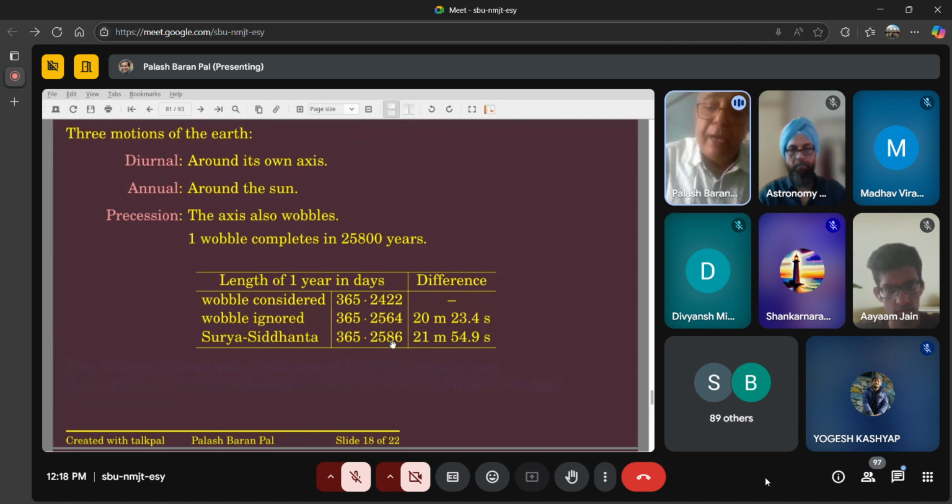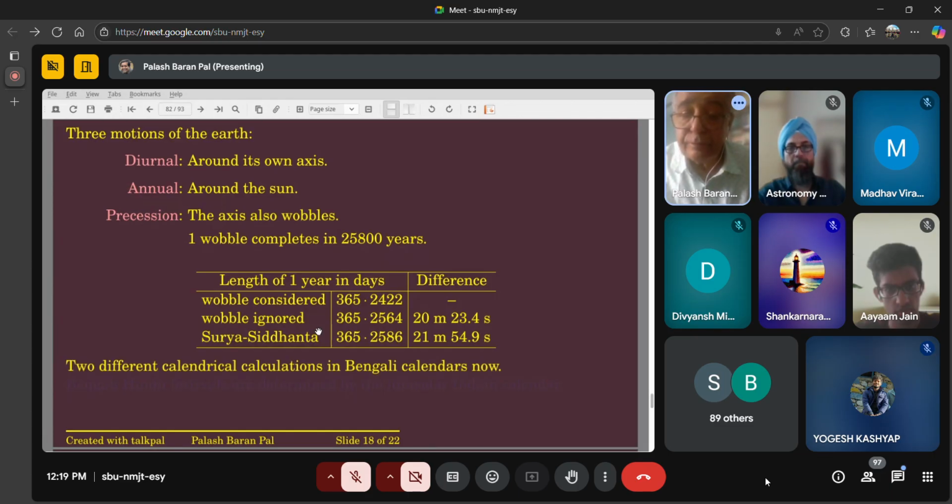So the Bengali calendar is really following this length of the year where the wobble is ignored. So they are following a wrong length of the year, so to say. And what is even worse is that there are really two different schools of Bengali calendar. One of them follows really what was said in Surya Siddhanta, and one of them takes the wobble ignored time period in its modern version. So there are two different calendrical calculations, and they're both following the wrong solar year.